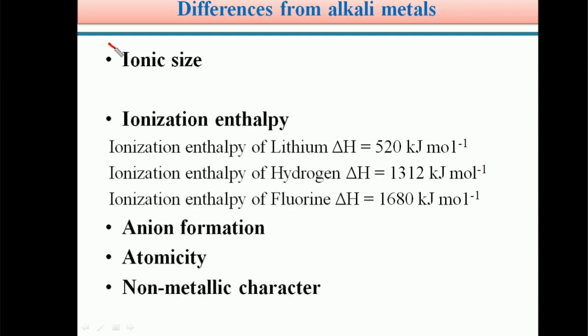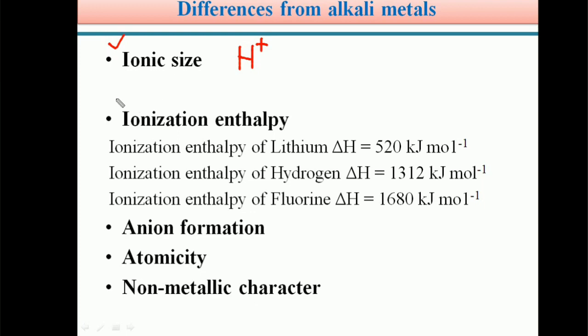First one is ionic size. Students, the H plus ion, the hydrogen ion's size, is very small when compared with the alkali metal ions' size. If you compare the ionic size of hydrogen with the ionic size of alkali metal ions like the lithium cation Li plus, sodium cation Na plus, and potassium cation, hydrogen's ionic size is very small.